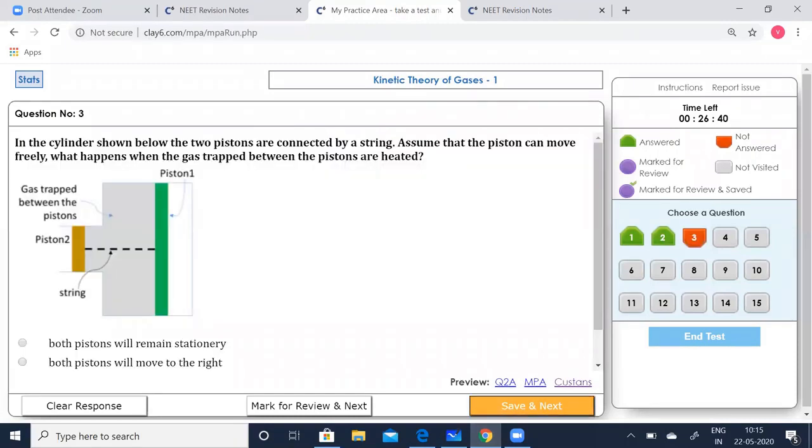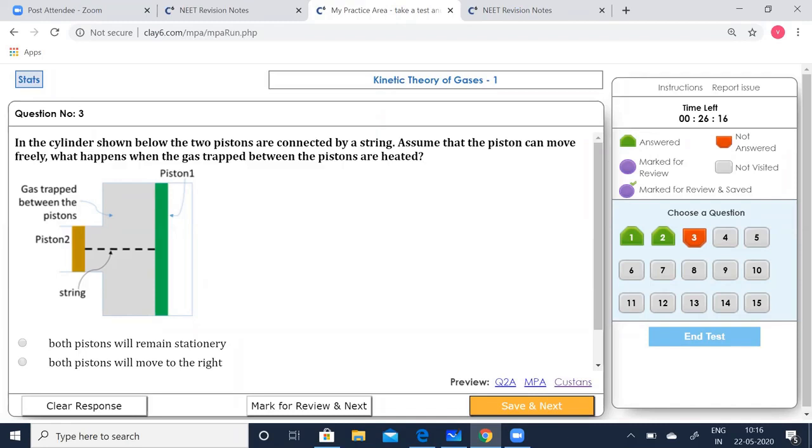In the cylinder shown below, two pistons are connected by a string. Assume the pistons can move freely. What happens when the gas trapped between the pistons is heated? You can see piston 1 and piston 2, and the gas is trapped in between these two. What happens to the gas trapped between the pistons when they are heated? Let's quickly see that.